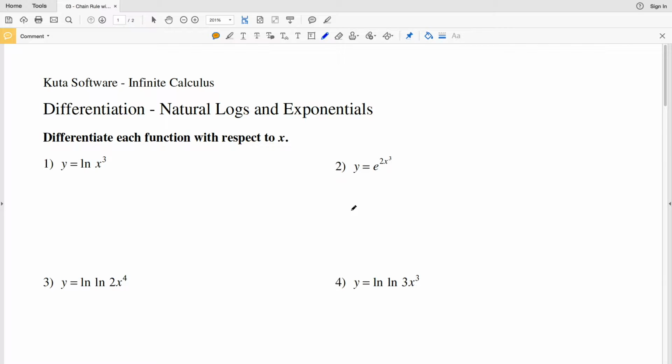Now in this worksheet, we're going to differentiate each function with respect to x. But first, let's go over the derivative for a natural log and the derivative for e to the x. The derivative of ln of x is equal to 1 over x, when x values are greater than 0. And the derivative of e to the x equals e to the x. So knowing that, let's jump into this worksheet.